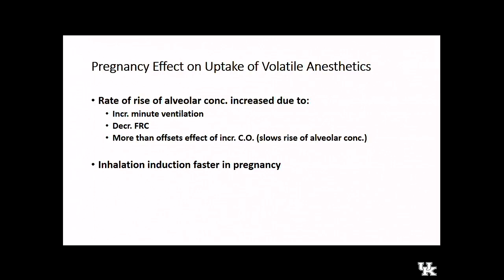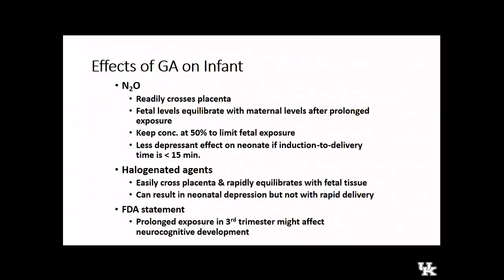This has been a question before: if you're using volatile anesthetics, how is pregnancy going to affect uptake of volatile anesthetics? Well, the rate of rise of your alveolar concentration is going to be increased due to the fact that you have both an increase in minute ventilation and a decrease in FRC. Now, you do also have increased cardiac output in pregnancy, and that would decrease the uptake, but the combination of the increased minute ventilation and decreased FRC is greater than that. So in pregnancy, you will have an increased uptake. So if you were to do an inhalational induction, which you're generally not going to do in a pregnant full stomach patient, but they might theoretically ask you that, you will have a more rapid inhalational induction in pregnancy.